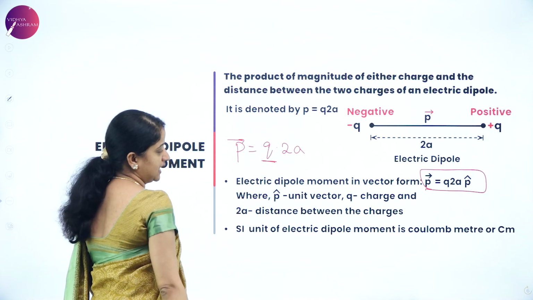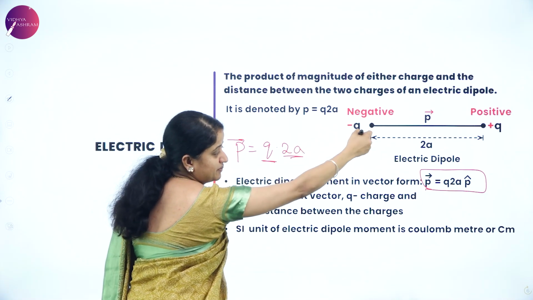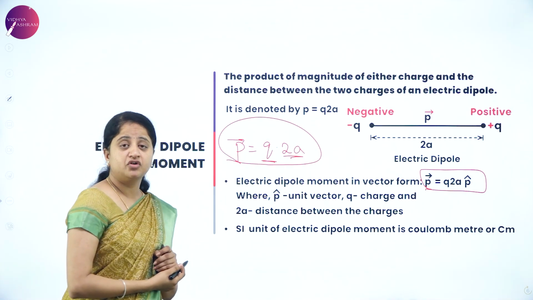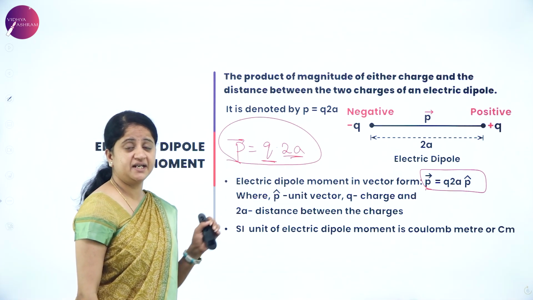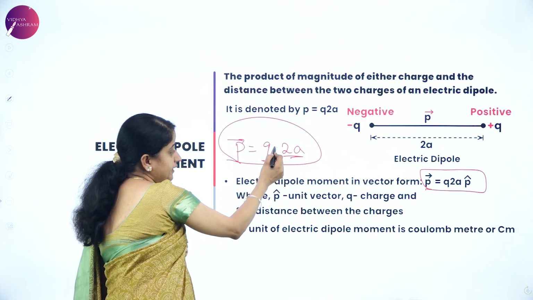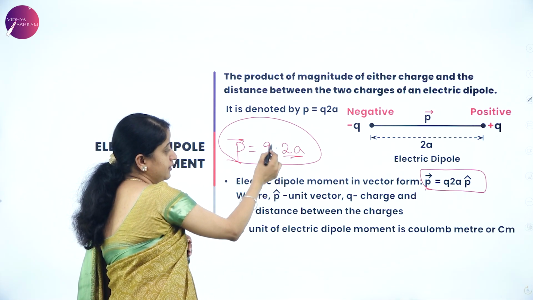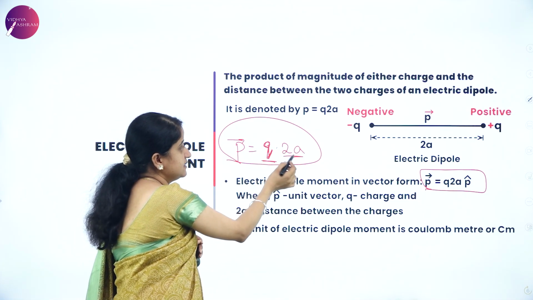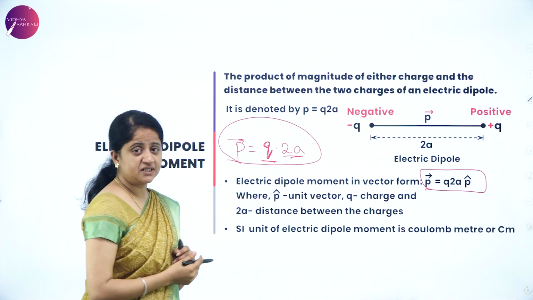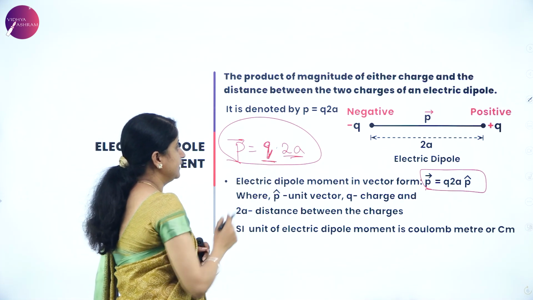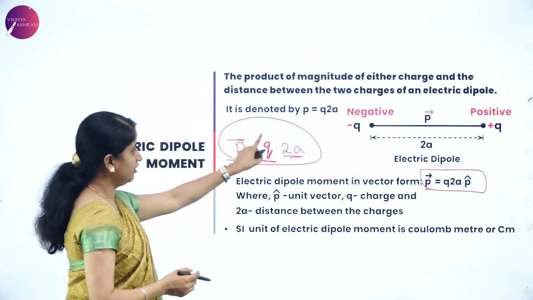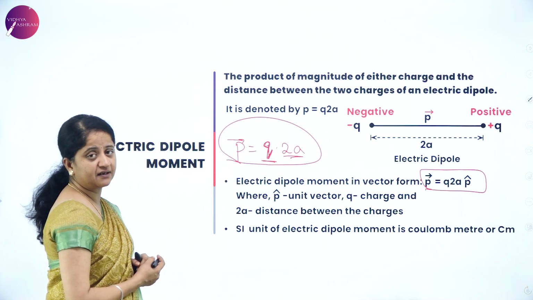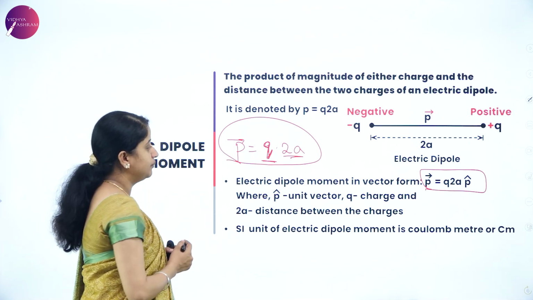What is q? Charge. What is 2a? The distance of separation between two charges. So it is denoted by p is equal to q into 2a, which helps us define the dipole moment, that is the product of either charge, plus q I have taken, and the distance of separation between the two charges of an electric dipole. So the product of either charge and the distance between the two charges of an electric dipole is called electric dipole moment.